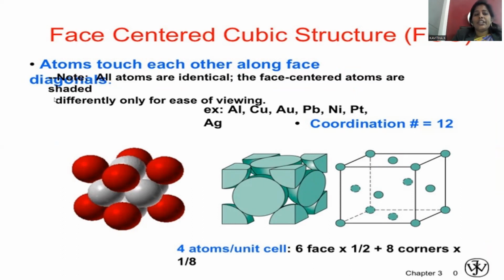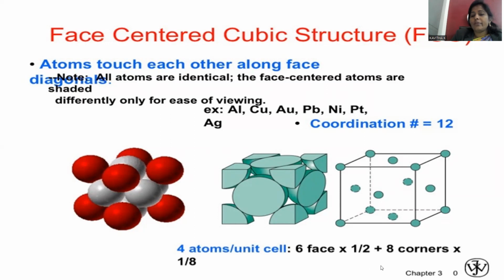Face-centered atoms are located in such a manner that all the corners are occupied by atoms, and each face is also occupied by an atom. The coordination number for a face-centered cubic lattice is 12. In the face-centered cubic unit cell, there are 6 faces, each face contributing 1 by 2 atom, and 8 corners, each corner contributing 1 by 8.